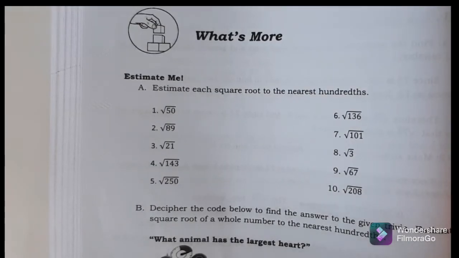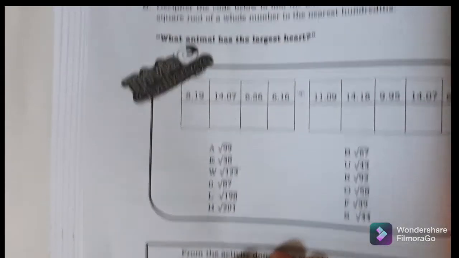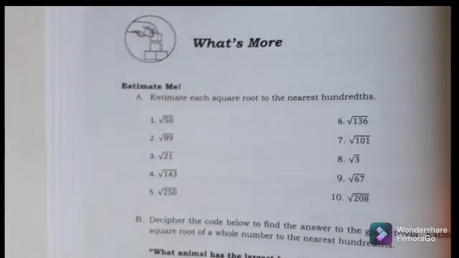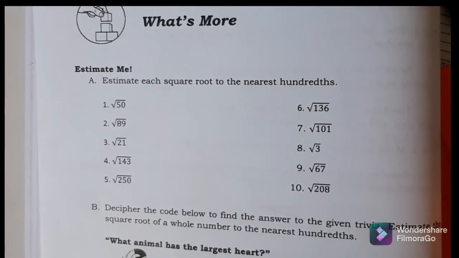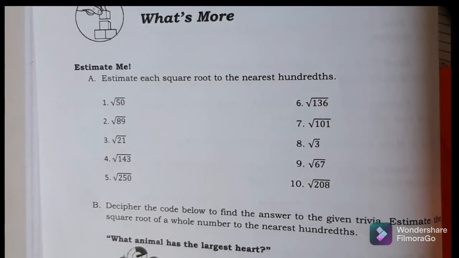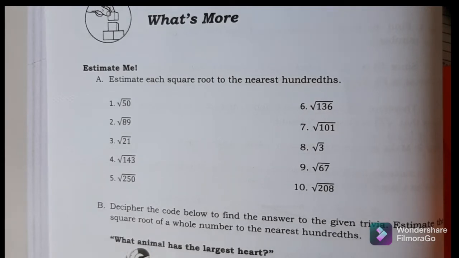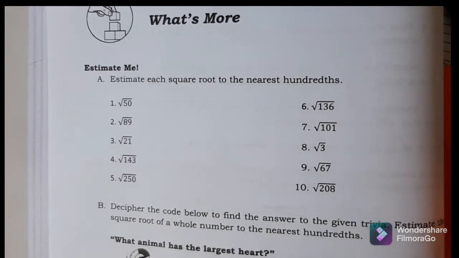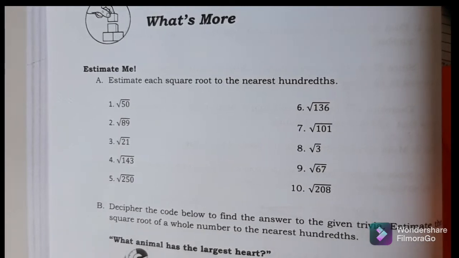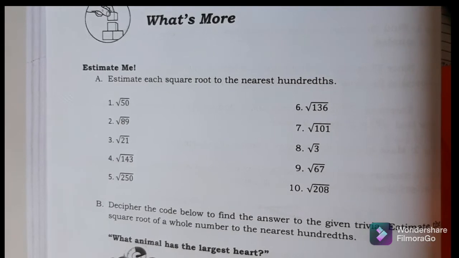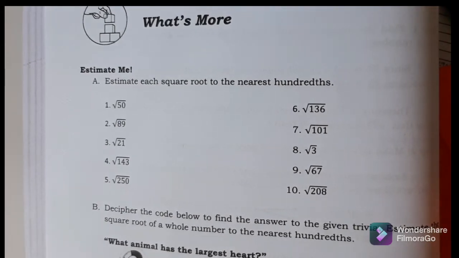Then, syempre, para mas maunawaan niyo yung lesson, you may try to answer what's more in your module. Ayan. Para mas maunawaan ninyo. So, yung module na-upload ko sa ating mga GC is different yung what's more, but then the content is still the same. Okay? You may also try to answer the given here, ayan, which will help you para mas maunawaan ninyo ang pagkuha ng square root to the nearest hundredths through estimation.